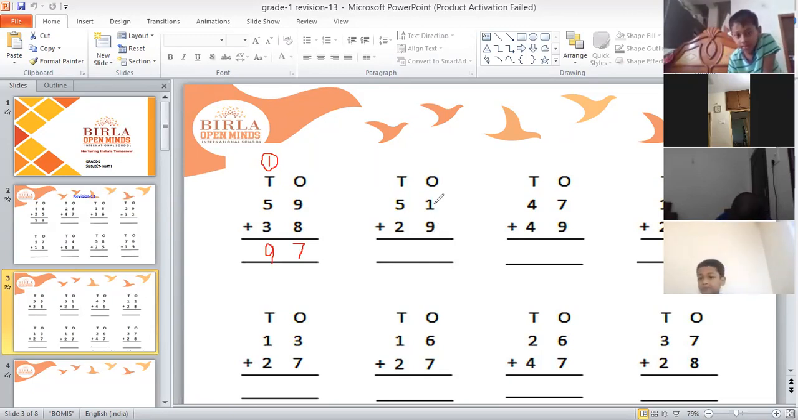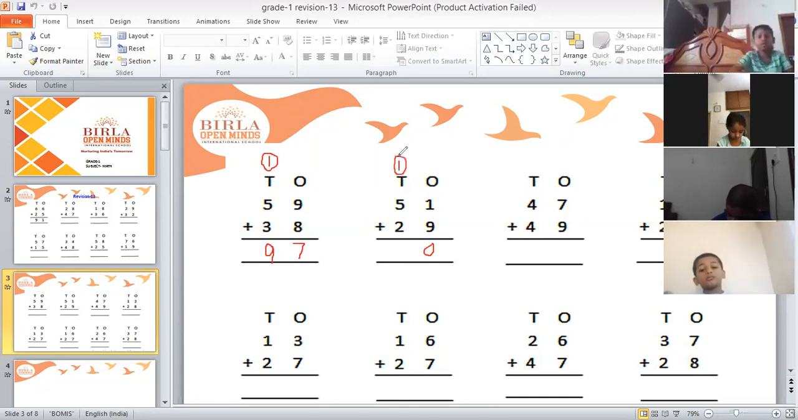So now tell me, 1 plus 9, how much? Take out your 9 fingers. Show me 9 fingers quickly. Now start counting after 1 and close your fingers one by one. 2, 3, 4, 5, 6, 7, 8, 9, 10. So what we will do, we will write only 0 here in ones place and 1 will go as carry over in tens place.